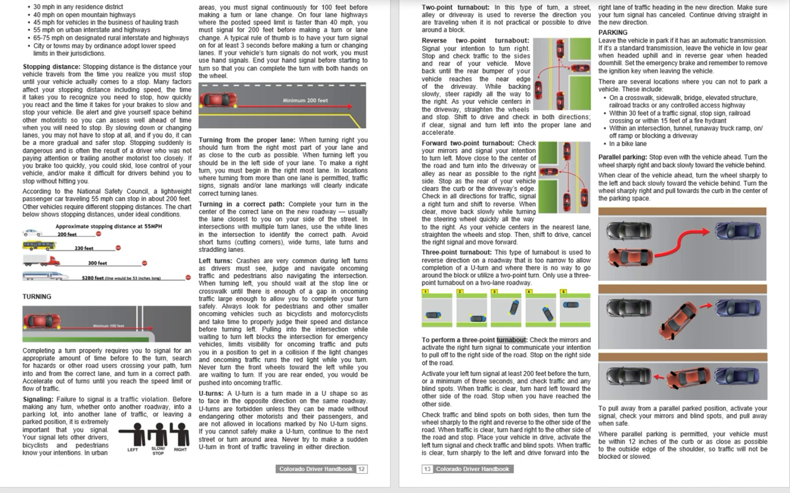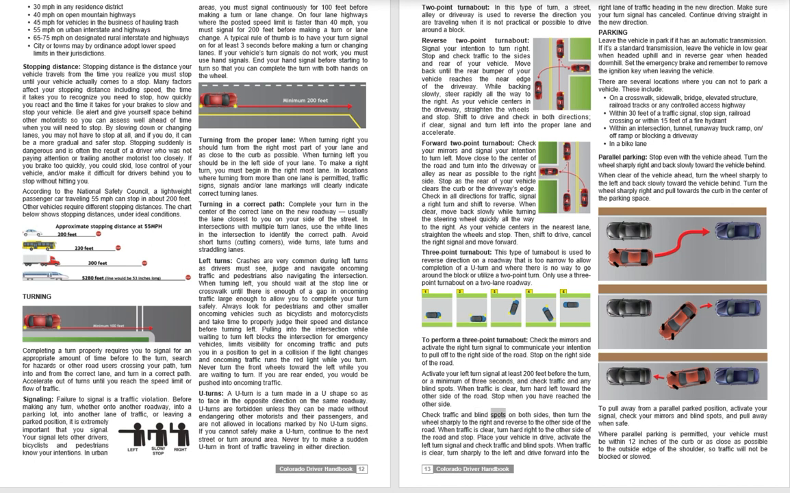To perform a 3-point turnabout, check the mirrors and activate the right turn signal to communicate your intention to pull off to the right side of the road. Stop on the right side of the road. Activate your left turn signal at least 200 feet before the turn, or a minimum of 3 seconds, and check traffic and any blind spots. When traffic is clear, turn hard left toward the other side of the road. Stop when you have reached the other side.